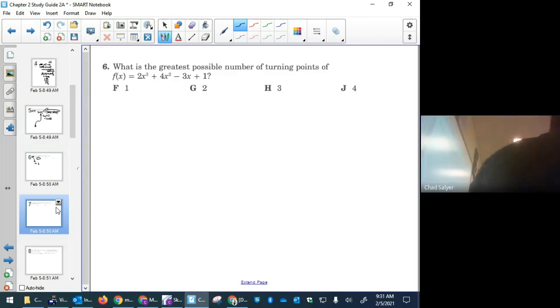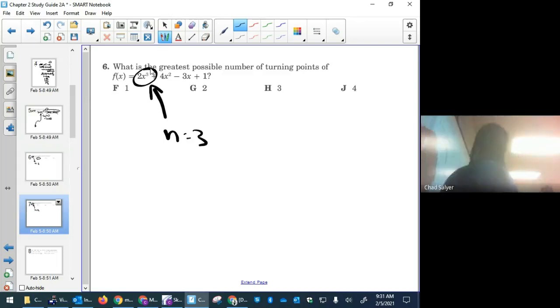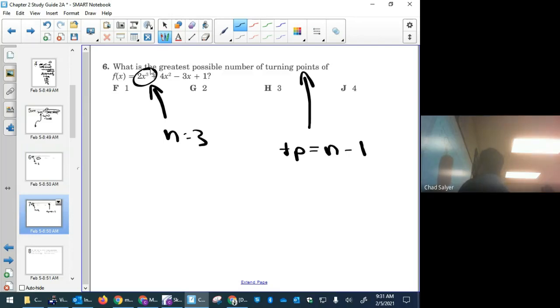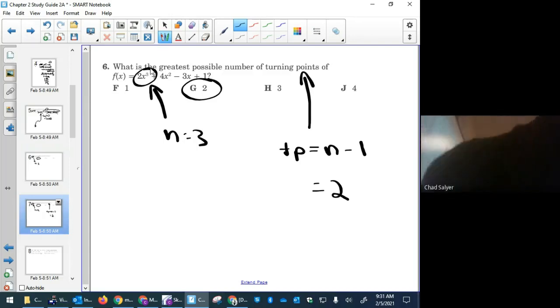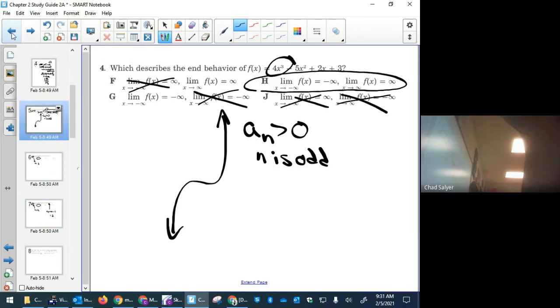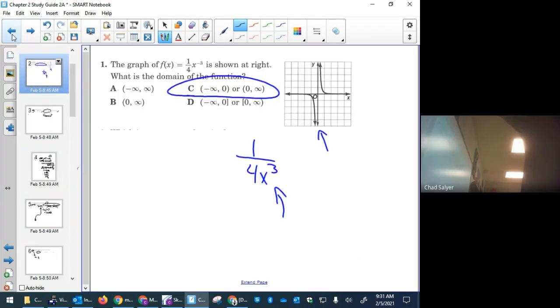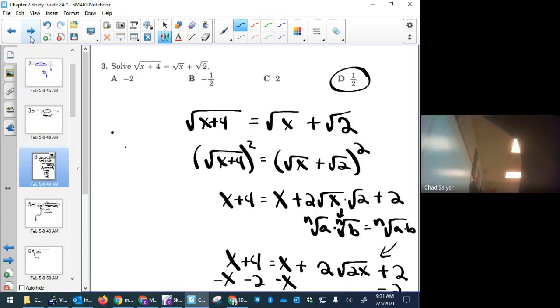Maximum number of turning points. Once again, we have n equals 3. And remember that the maximum number of turning points is n minus 1. So in this case, that's 2. So max 2 turning points. Let me just double check all my answers here. D, H, T. Yep, all right.